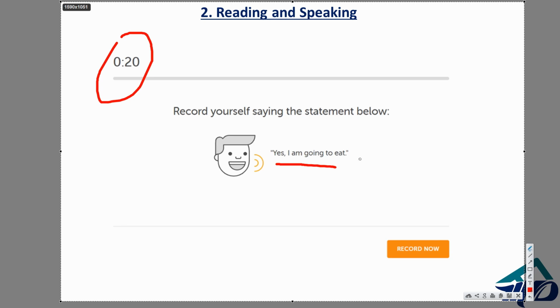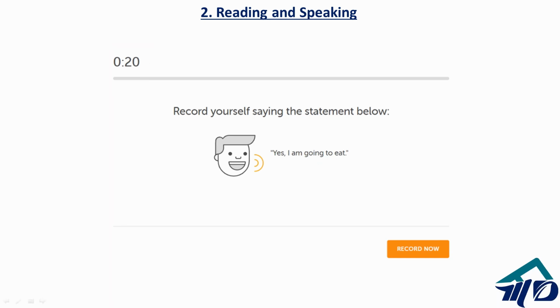Okay, you have read the statement. Click on record now. Okay, this button here, and then you have to record it. This is your second activity. So the first and second are kind of similar. In the first one, you are listening and typing it. Okay, and in the second one, you are reading and speaking. That's all, guys.